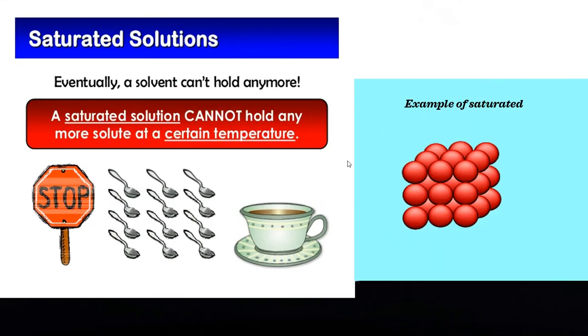Saturated means you put so much in it, it cannot hold any more solute at a certain temperature. So if I take a solute and I pour it in, and pour it in, and pour it in, eventually that solvent can't hold any more. When it can't hold any more, it looks like this. These show the atoms, and they've been added and added. Eventually, it can't take any more. So that would be a saturated solution.